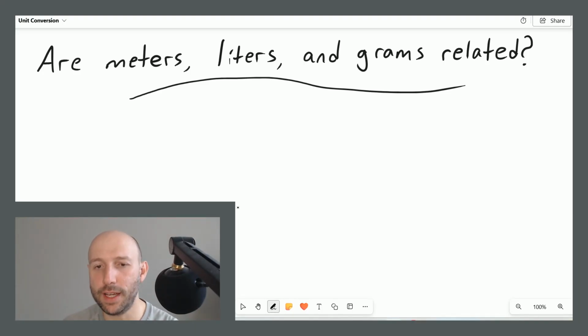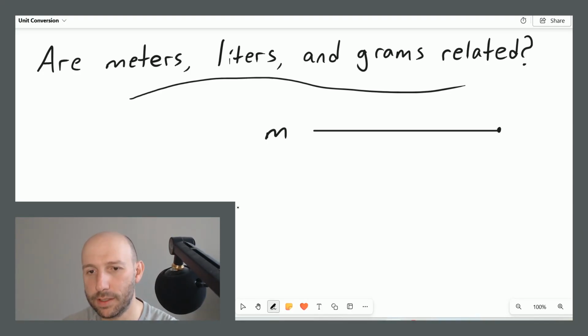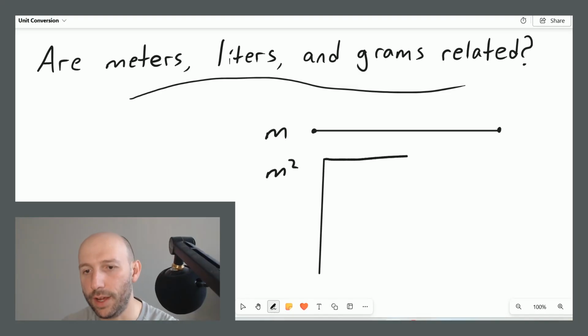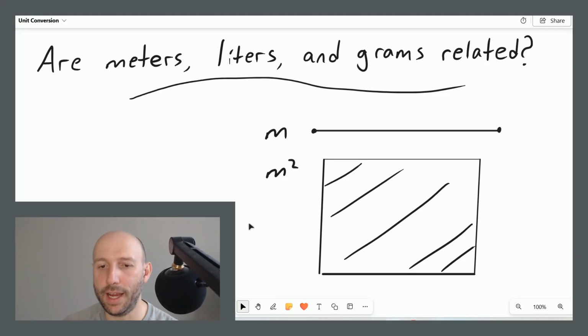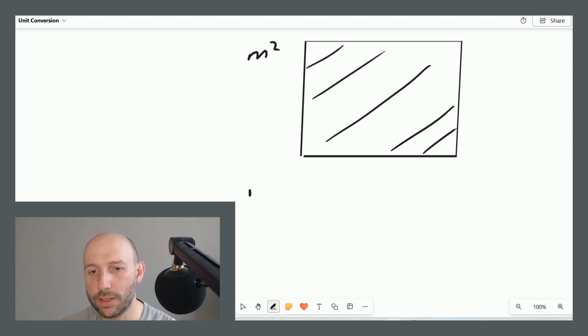So if we take meters, which is our standard unit of length in the metric system, based on that, meters squared would be a standard unit of area in the metric system, and meters cubed would be our standard unit of volume.